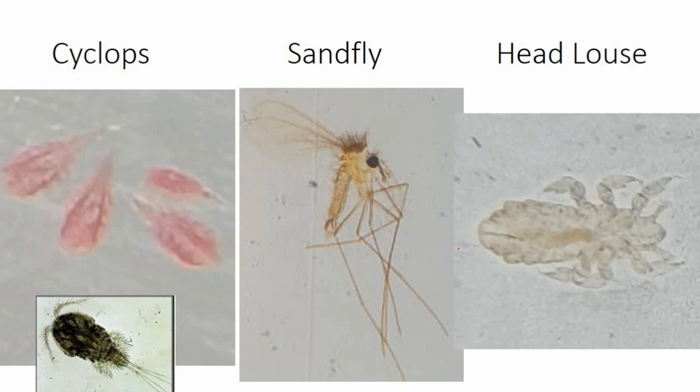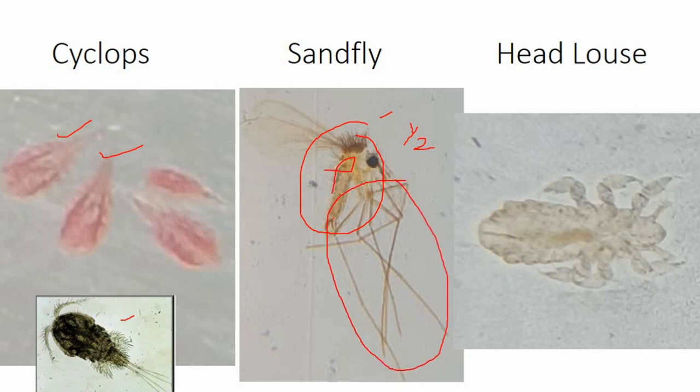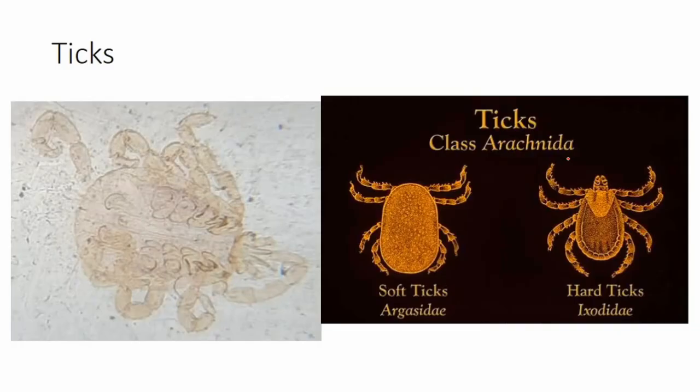Then there are some other arthropods other than mosquitoes. This is the Cyclops, and the sandfly, which belongs to the class Insecta. It looks similar to the mosquito, but under the microscope the size will be almost half of the mosquito, and it is also a hairy animal, and comparatively the legs are much bigger than the body. Then you can suspect sandfly and note it as sandfly. This is the head louse. These are all classical pictures. The morphologies are very clear.